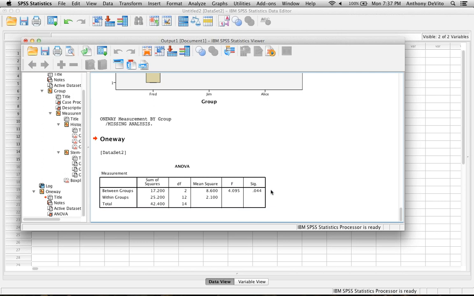Okay, and since we reject the null hypothesis, we accept the alternative hypothesis that at least one of these pairs was different.